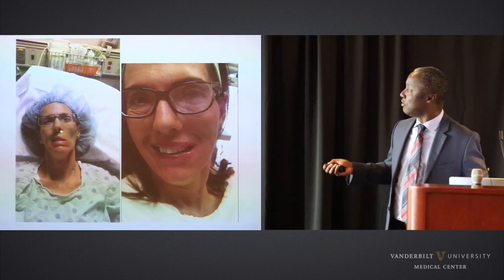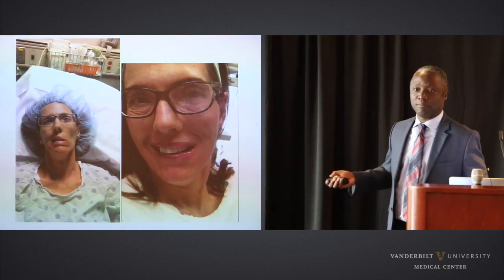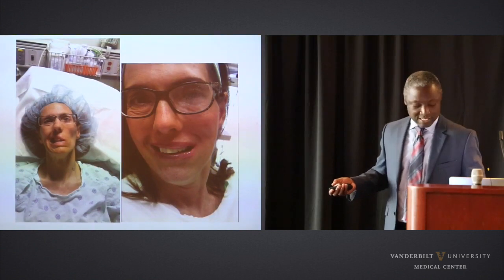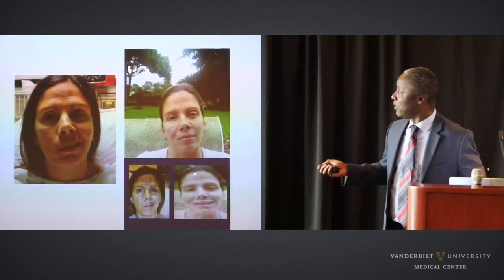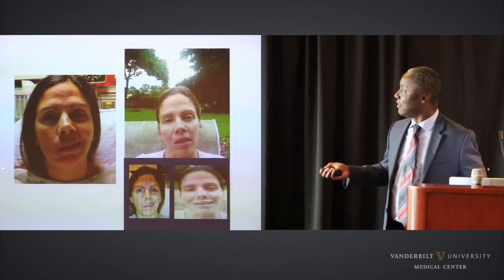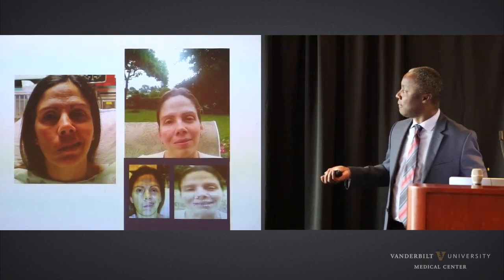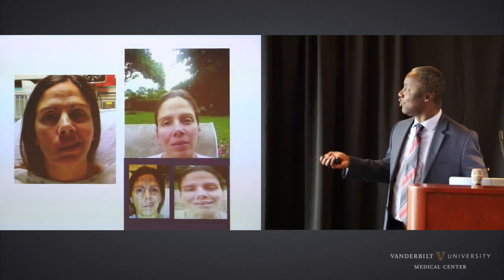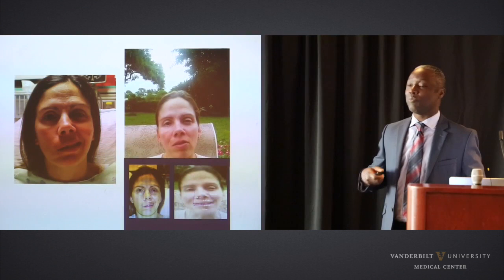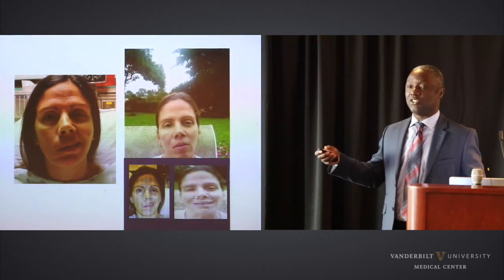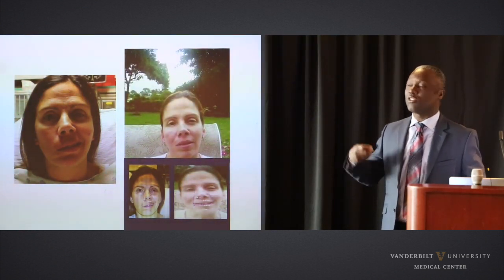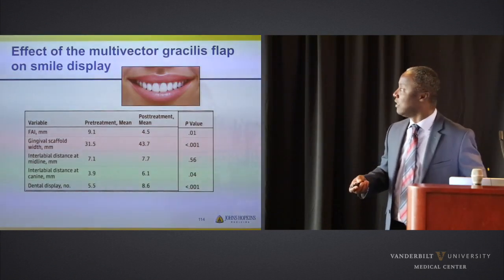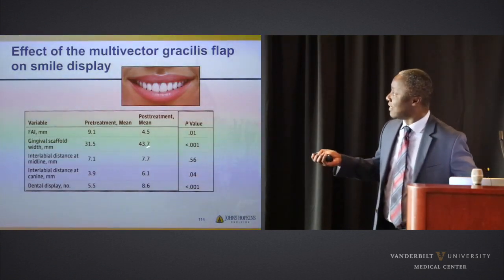This patient had a stroke, everything on the left side paralyzed, a fuller smile, labial elevation, full dental show, cheek mounds, much better than before. Another patient, similar, on the right side. A fuller smile, dental show. So the multi-vector allows us to be more versatile, better than a unilateral, and gives us a closer approach to a more enjoyable smile than the classic gracilis.